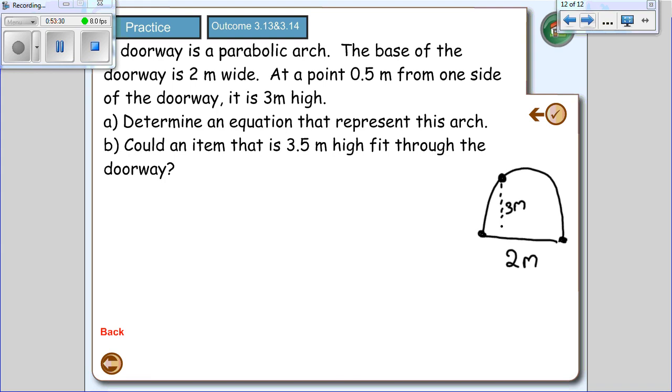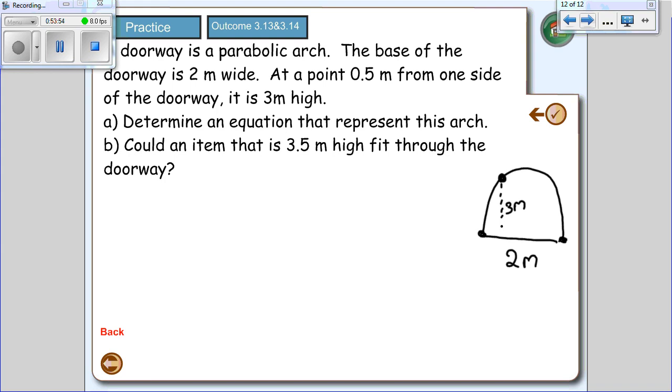If you look at this right now, everything we do is graphs. Everything. So what information do we have? We have a point on the graph, right? There's a point on this arc. What's that point up here? It's 0.5, comma 3. What other points do we have on this graph?